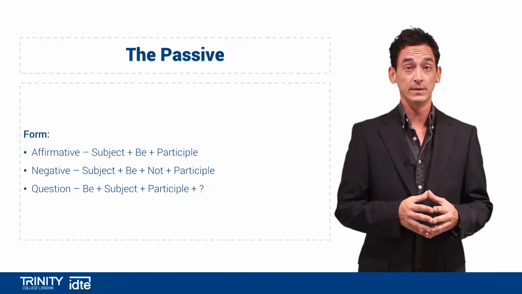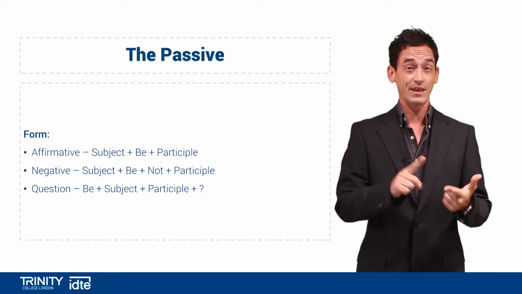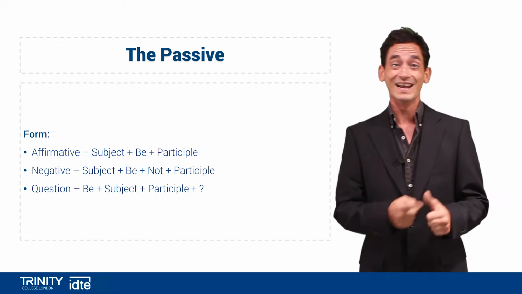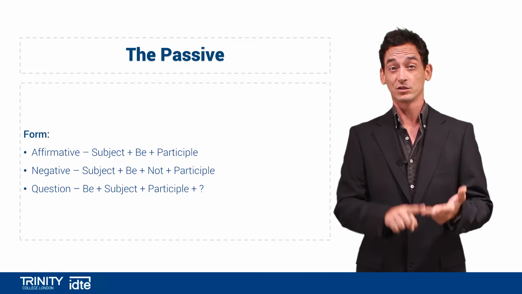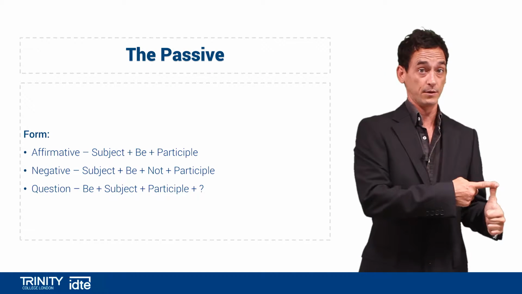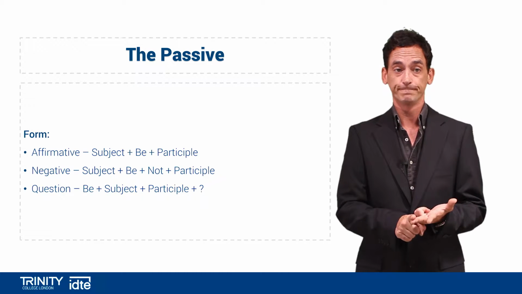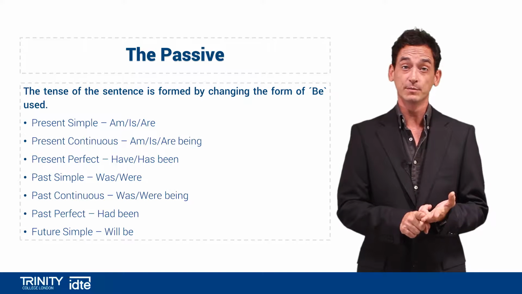Let's start with the affirmative. You always start with a subject, and then a form of be, and then the past participle. In the negative, we just add not. Subject, be, not, participle. In questions, we start with a form of be, and then the subject, and then the past participle. The tense of the sentence is formed by changing be.